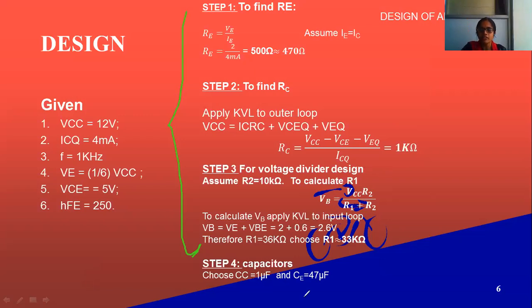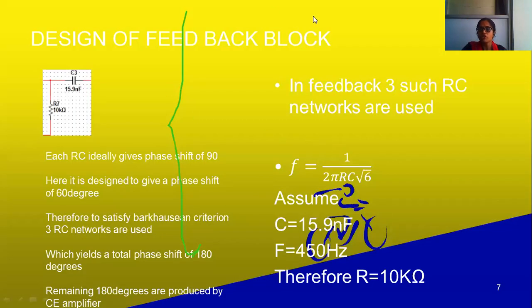Next, I'll deal with the design procedure of the feedback part. To design the feedback part, each RC network ideally gives a phase shift equal to 90 degree, but here each RC network is designed to give a phase shift of 60 degree. Therefore, 3 such networks are used to get a total phase shift of 180 degree. The remaining 180 degree is produced by the common emitter BJT amplifier.